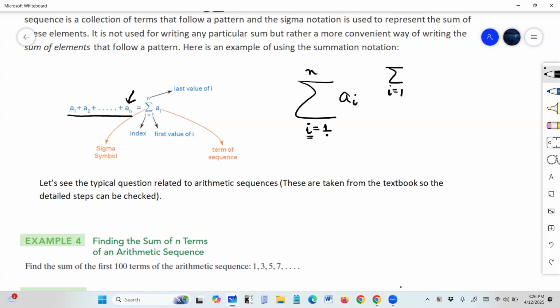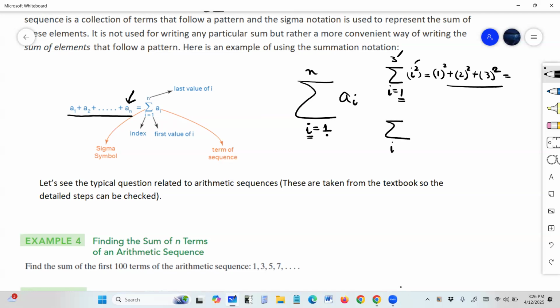So let's say, for example, I have this. I'm going to add from the first term to the third of this particular sequence. So wherever I have i, I replace it with the index. So I start with 1 squared, 2 squared, 3 squared. And then I just evaluate this. Or I can use the formula.